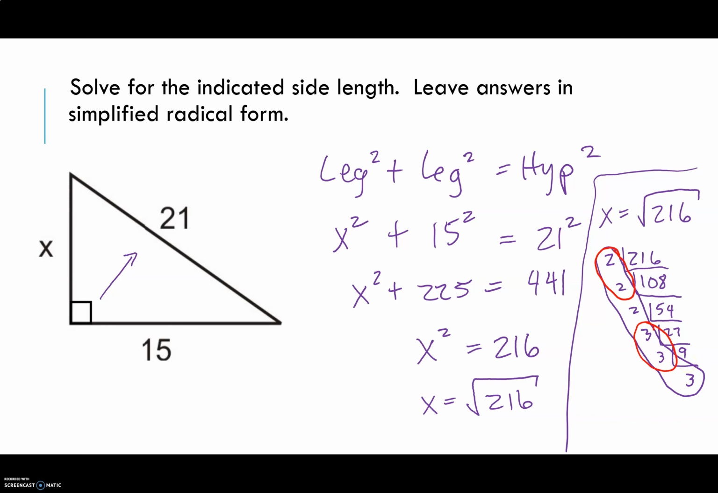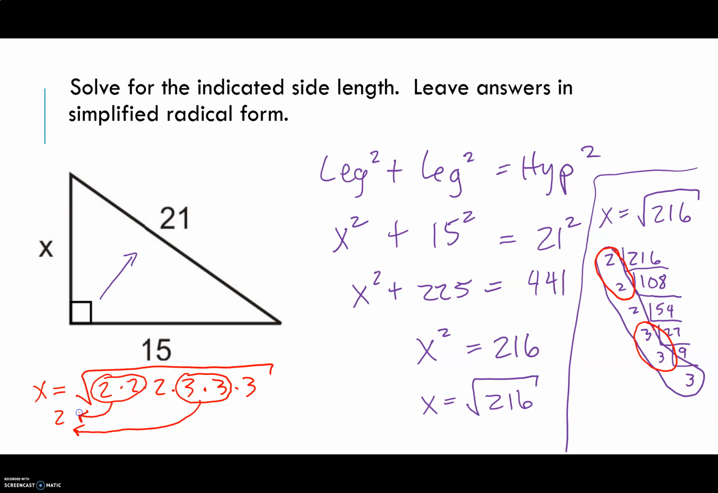So basically what you do with this is you take out the groups of 2 and you leave behind the ones that don't fit into a group of 2. In other words, let me illustrate it on this side. If you break 216 up into all its parts, this is what we found. So when we grab this pair of 2s and we bring it outside the square root, it becomes just a single 2. And if we grab this pair of 3s and bring it out, it becomes just a single 3.